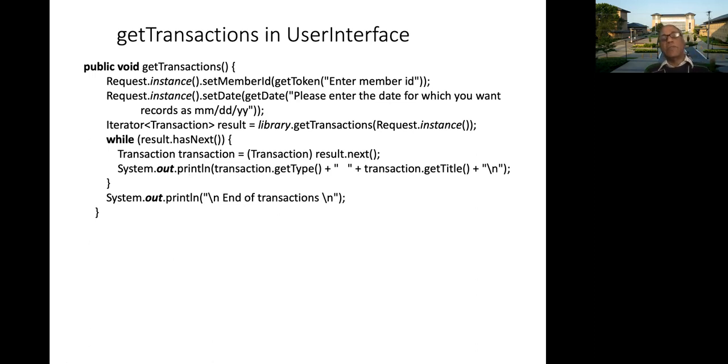But it happens in an interesting way, so we need to look at that. Each transaction is pulled and the information is printed. If there was a mistake with the member ID or whatever, then the iterator would still be valid, and this result will not be null in any case. So there is no danger of a null pointer exception in this code.